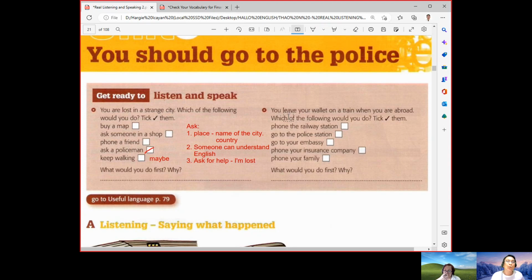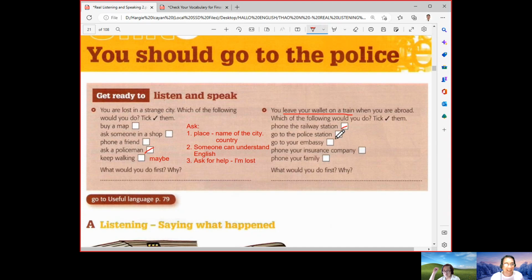Okay, next, you leave your wallet on a train when you are abroad. Which of the following would you do? Let's try to tick them. Now, the situation is you leave your wallet on the train. So what are you going to do? Phone the railway station? Yes or no? Okay. Are you going to go to the police station? What do you think?